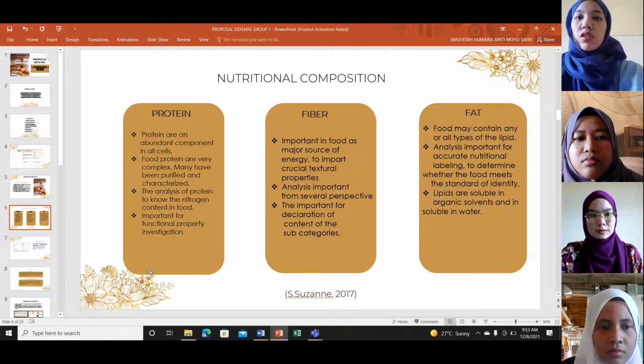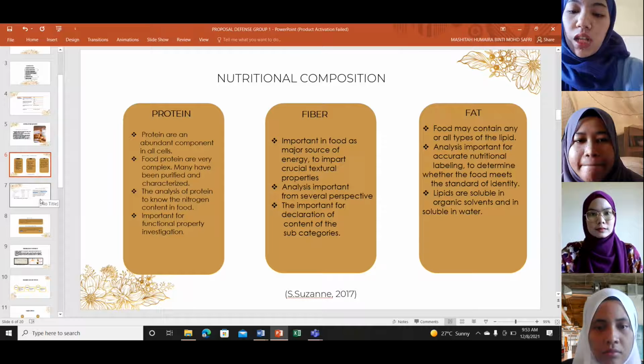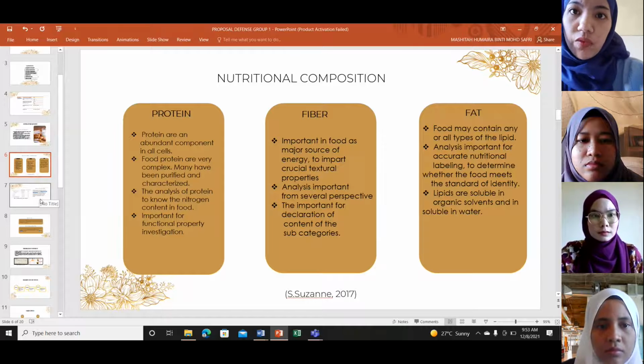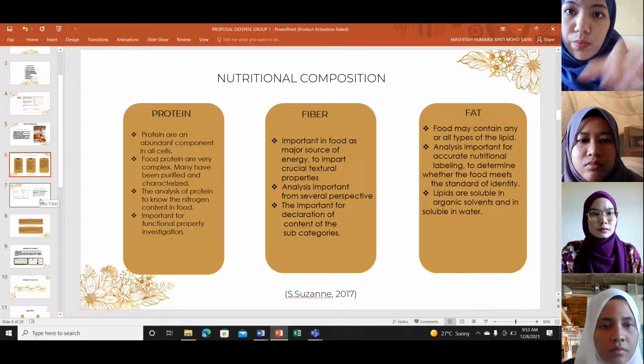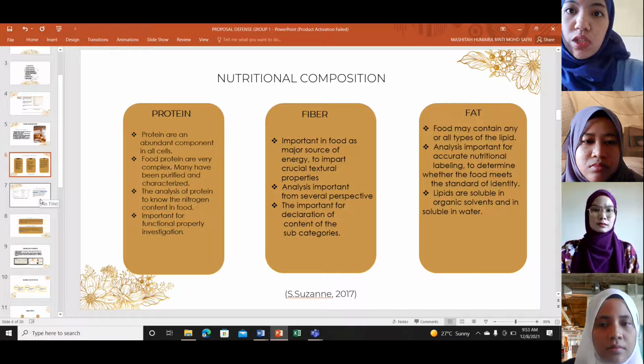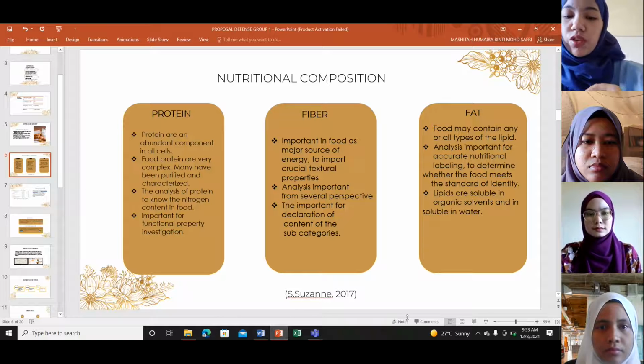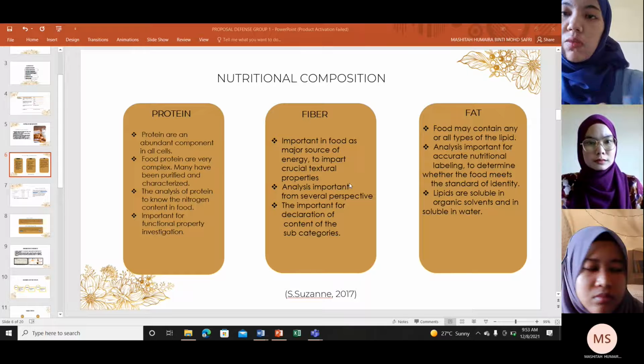Okay, next for the analysis session. First is protein. Proteins are an important component in all cells and important for cell structure. Second, food proteins are very complex. Many have been purified and categorized. The analysis of protein is to know the nitrogen content in food. It is important for functional property investigation because food proteins have unique functional properties, for example, isoflavone in soybean flour.